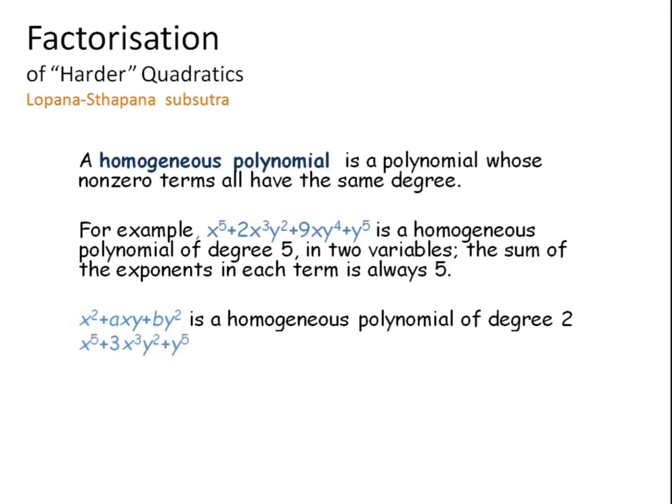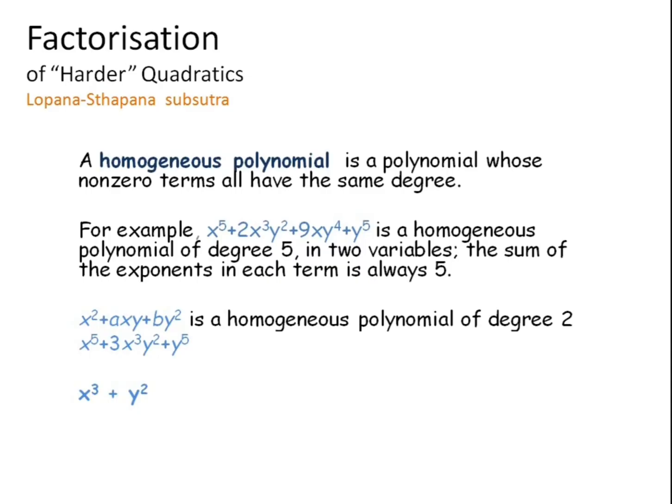Now you can see one more. This is also almost the same. This is of degree 5. And what about this equation? x cube plus y square. Is this a homogeneous polynomial? No. Why? Because the term power is 3 in one case and 2 in the other. They are not the same. It needs to be the same for all the non-zero terms.